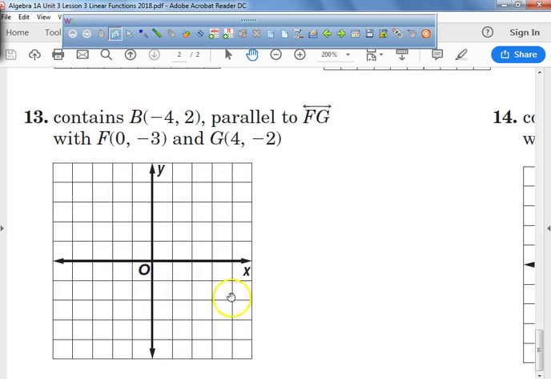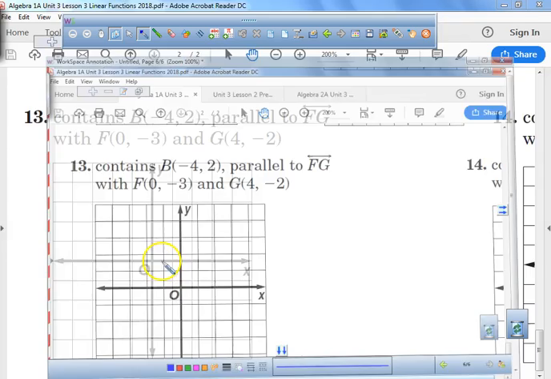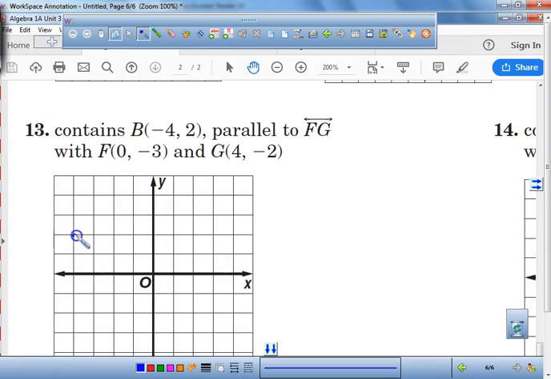So here we go. Let's look at this one. We have to graph a line that contains B. So let's plot B: -4 and 2. We're going to plot -4 and +2, and label that point B. And it says it's parallel to line FG.